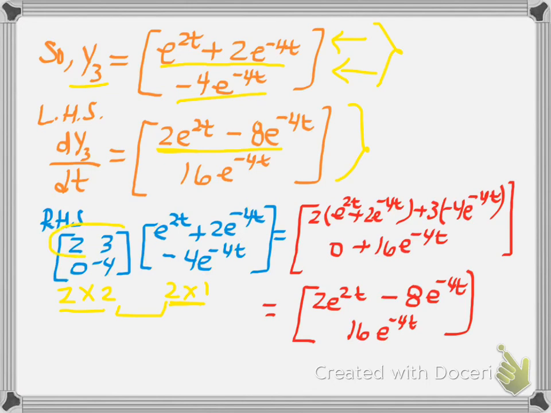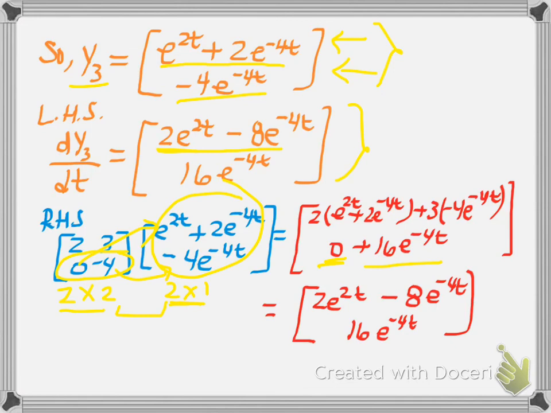Then we take that row and multiply it through to get our answer. So if we take this first row and multiply it through, this is going to be 2 times that entire first entry, and then plus 3 times that entry. And that's how we get this line right here. So it's 2 times the quantity e to the 2t plus 2e to the negative 4t, plus 3 times negative 4e to the negative 4t. Then we do the same for the second row, first column again. That 0 is just going to go away, so that's completely 0, right? And then right here it's going to be positive 16e to the negative 4t.